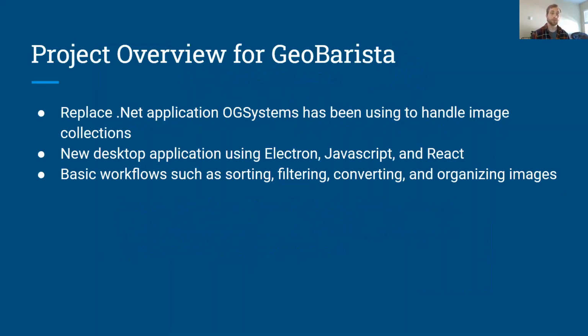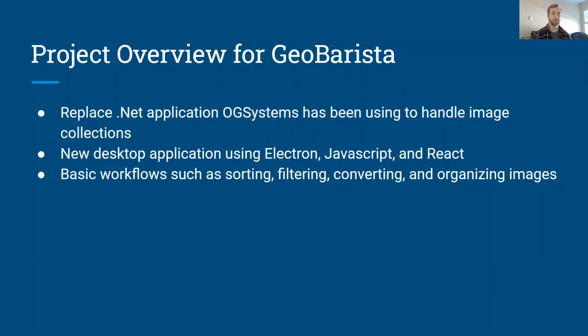Our team was tasked with replacing an old .NET application that OG Systems has been using to process and handle imagery from their Pearl sensor collections. The problem with the current software is that it has not aged well, and most of the features are never used. The team built a new desktop application to align with the current user workflows.